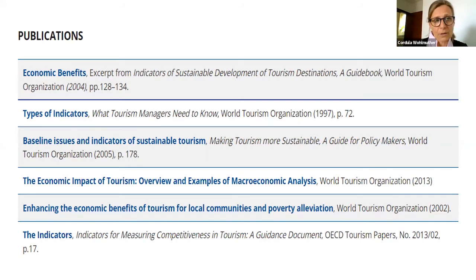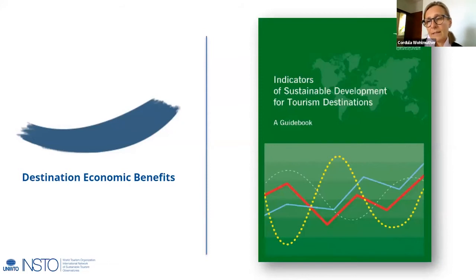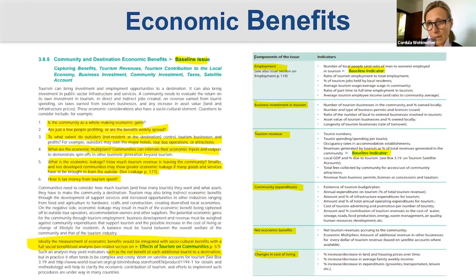Having said this, this is the book that I'm referring to, the Indicators of Sustainable Development for Tourism Destinations from the year 2004. And in this book, when you go into the topic of economic benefits, that is considered a baseline issue. So from all the issue areas that we have, they have selected some baseline issue areas that are highly relevant for all destinations.